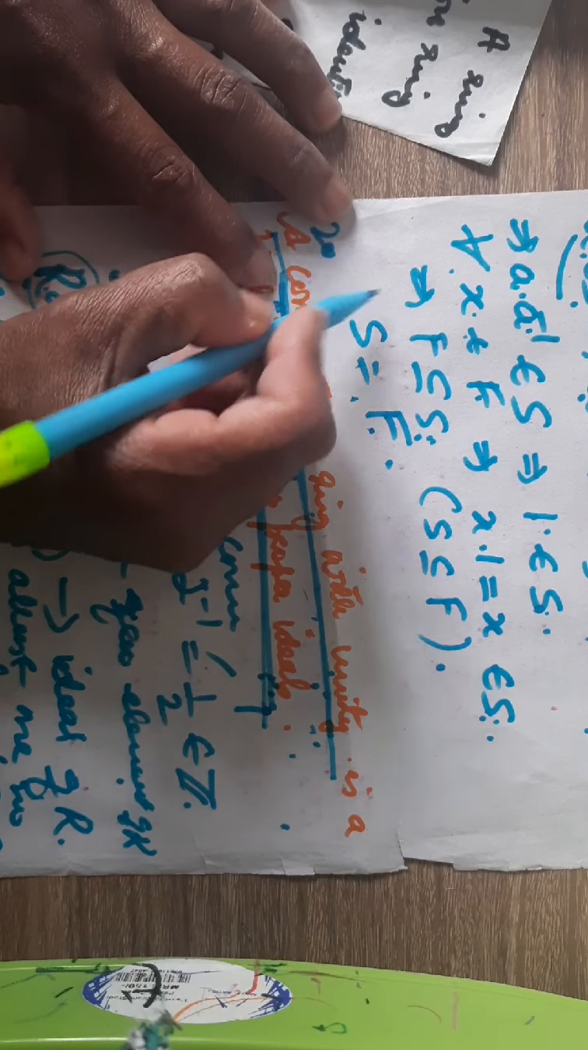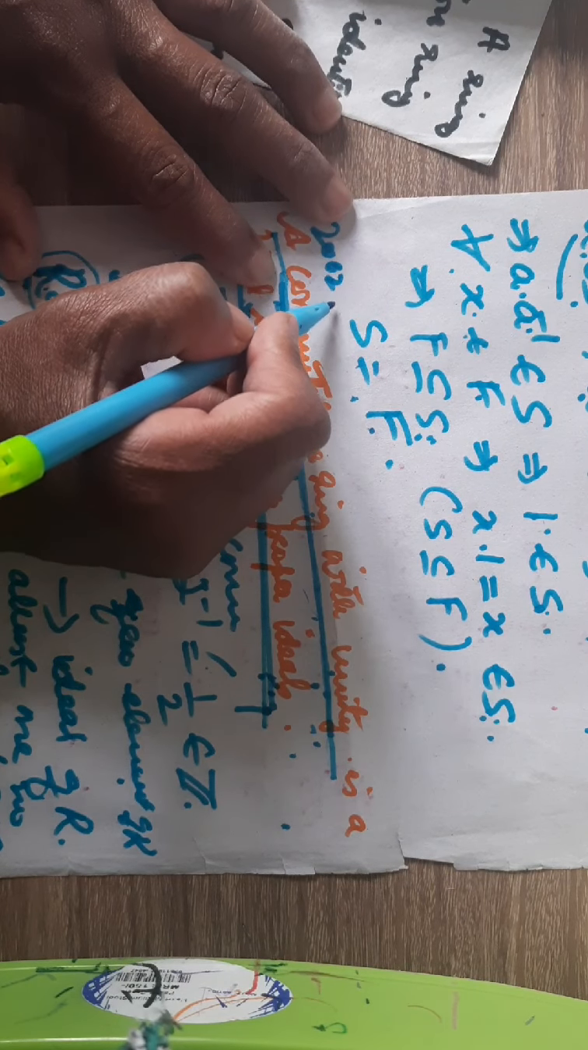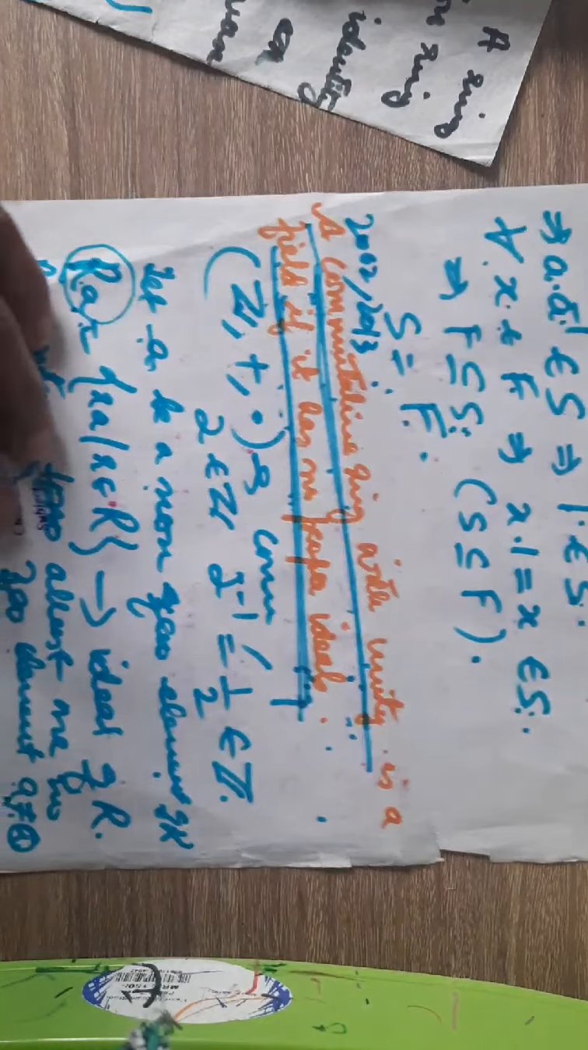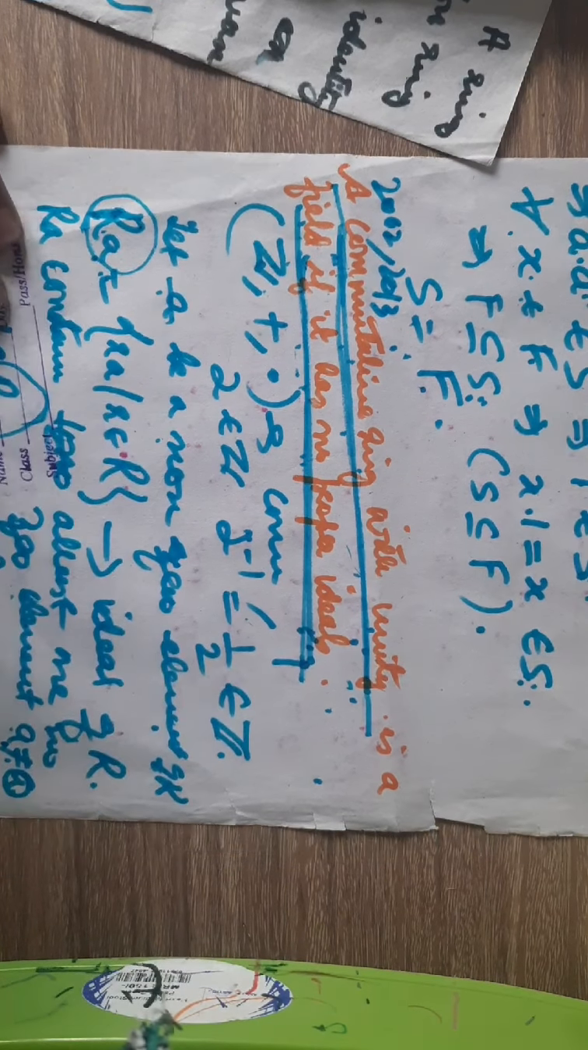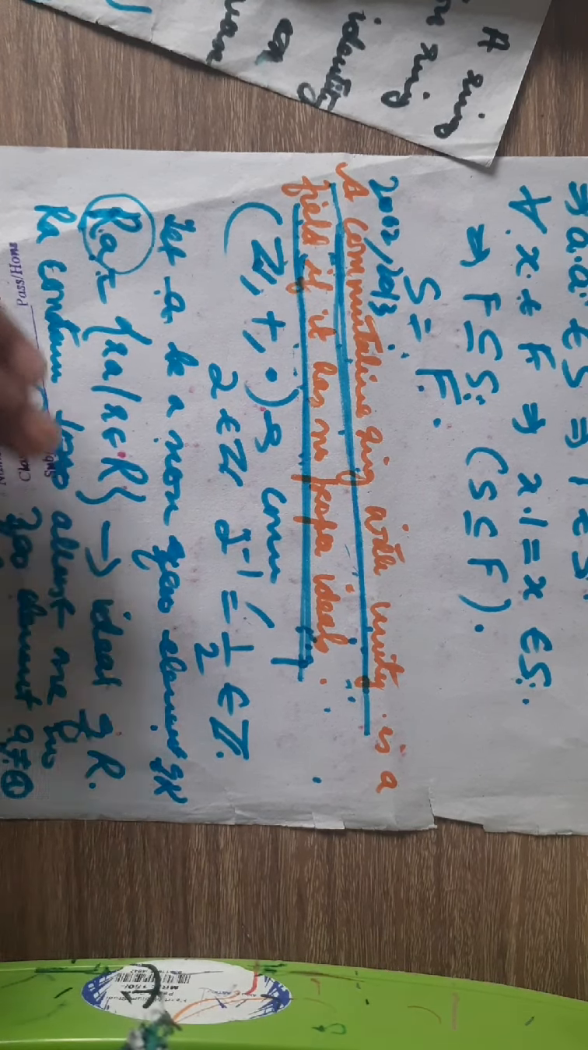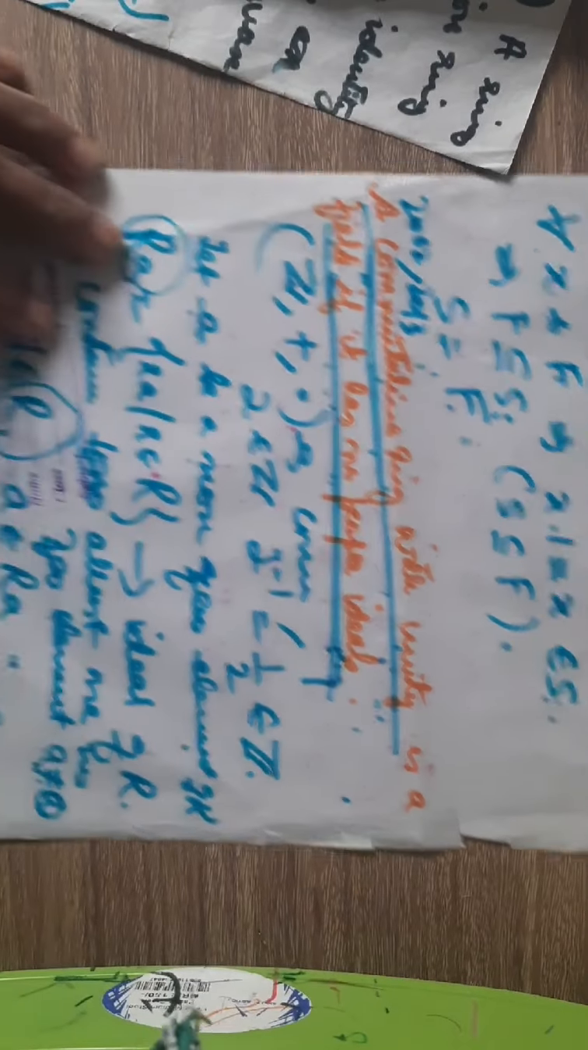This question was asked in 2002, and then in 2013 also. So you go through this again. If it is clear, then it's okay. Otherwise, please tell me which steps are not clear to you.